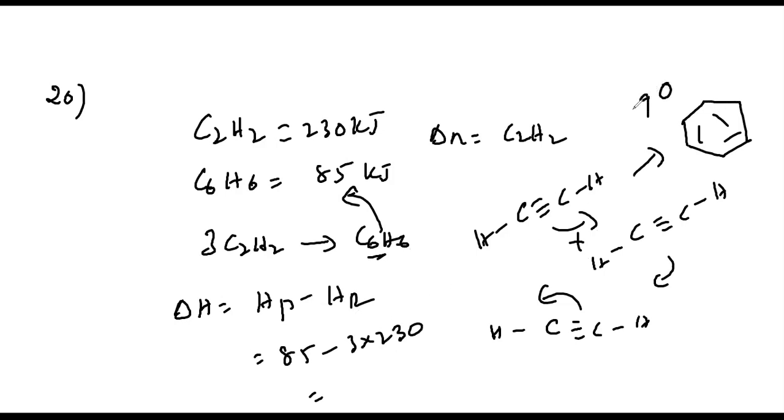690, 85. 690 minus 85 is how much? Minus 605 kilojoules. Understood, students? Minus 605 kilojoules. Is it clear? How we got the value? Understood, right?